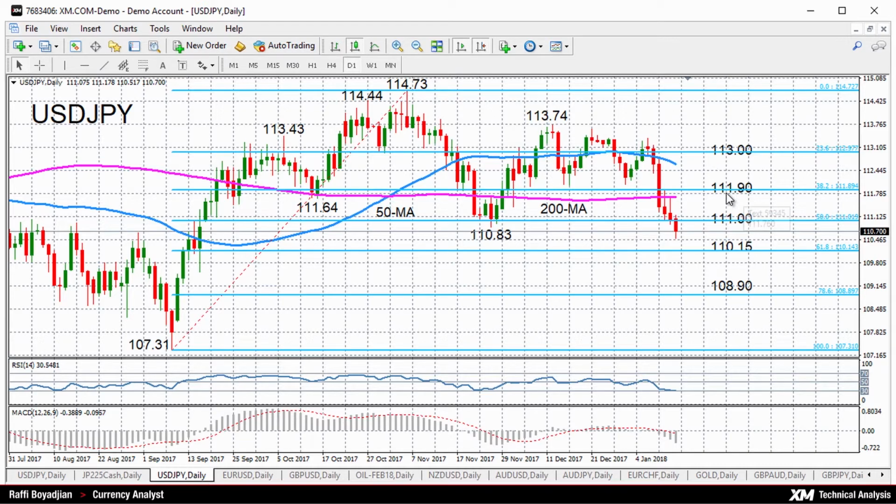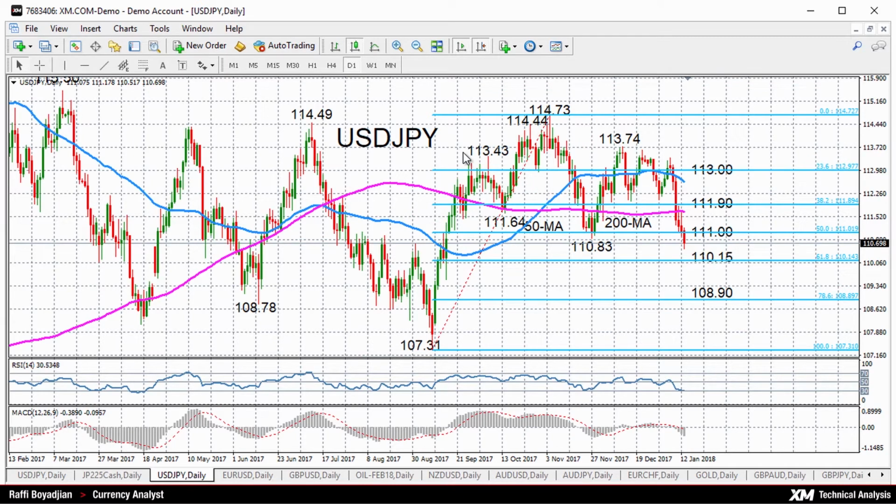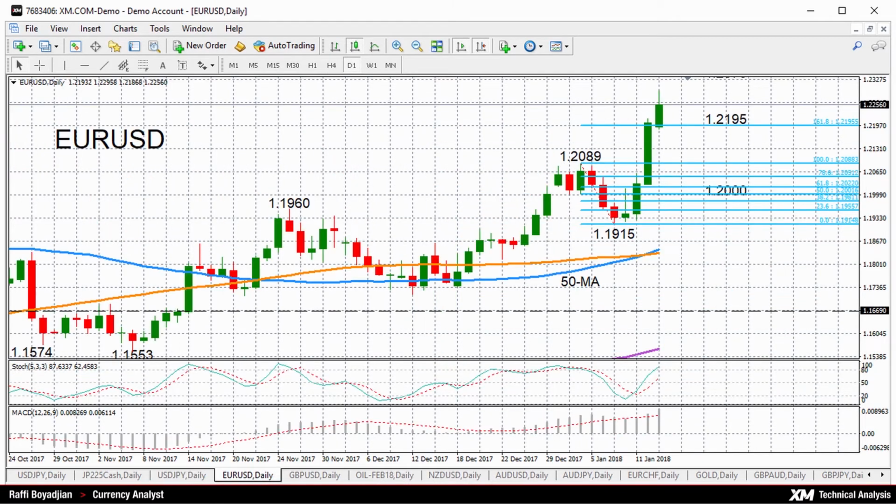111.90. If you look at the medium-term picture, it is looking slightly bearish, since the price action has now moved below all the key moving averages, although the more longer term picture remains pretty much neutral, as it's still within the range that's been in place since early 2017. Let's now move on to euro dollar. We can see euro dollar is very bullish at the moment.